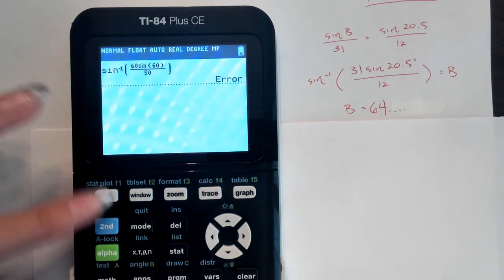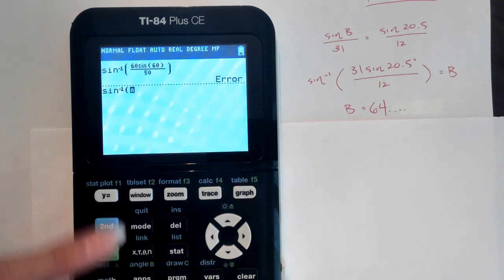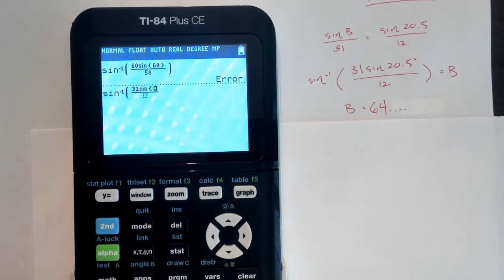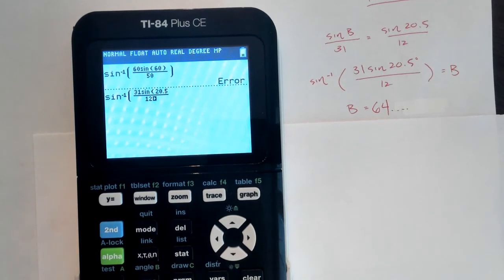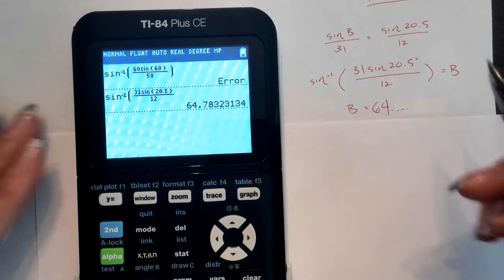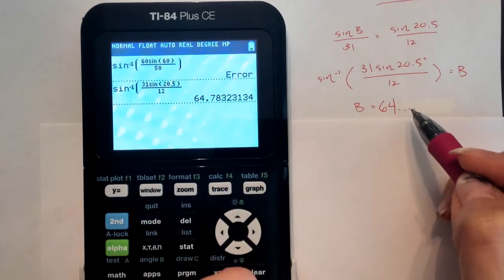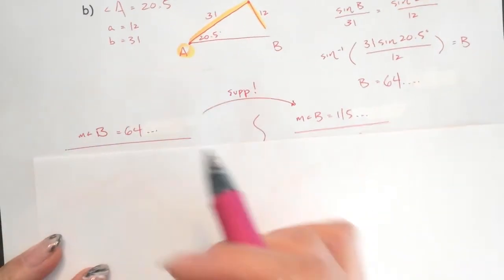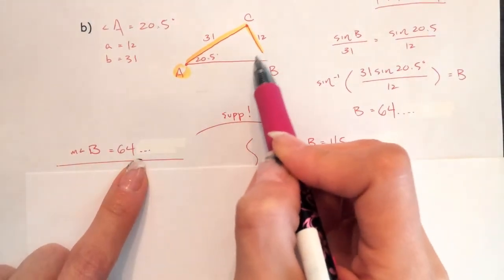So sine inverse of 31 sine of 20.5 on the bottom, you have a 12. I'm going to press enter. See, I didn't even have the parentheses. It was fine. 64 point something. I'm going to keep this on my calculator, but I'm not going to write it down. And then that gives me my first scenario of what B could be. And it looks like it could be about 65 degrees.